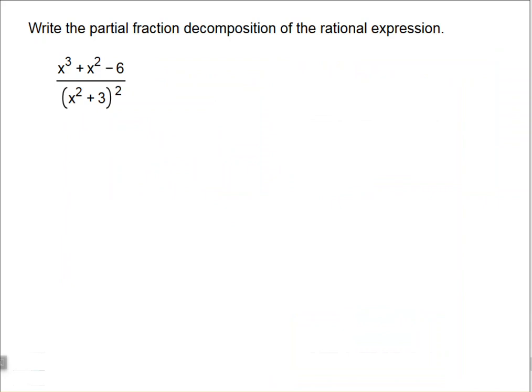So we want to write the partial fraction decomposition of this rational expression, x to the third plus x squared minus 6. And notice that we are missing the x to the first term in the numerator. So we'll probably look at adding that in if we need it. And then we have x squared plus 3 to the second. Alrighty, so let's set this up as ax plus b. Now you see this is a quadratic factor here because we have x squared. We can't factor it, so it's prime. And because we have an exponent out here too, that means it's a repeated prime quadratic factor.